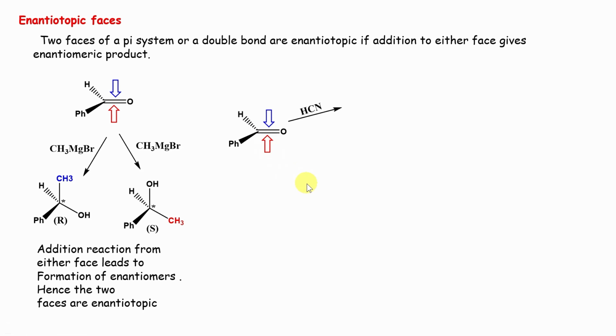If the addition of hydrogen cyanide takes place through the top face, then you will get this cyanohydrin having S configuration for the newly formed chiral center. And if the addition takes place through the bottom face, then the newly formed chiral center has R configuration. Thus, these two cyanohydrins are related as enantiomers, and hence benzaldehyde has enantiotopic faces for the carbonyl group.